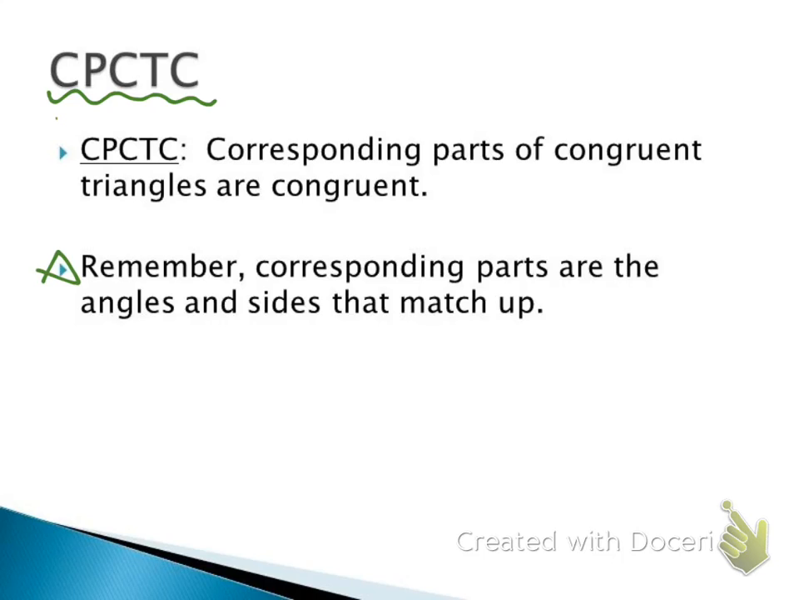And then you should already know this, so you don't really need to write it if you don't want to. You can if it makes you feel good. But remember that the corresponding parts are the angles or the sides that match up. So if they're congruent to one another, they're corresponding parts. We actually started the chapter talking about this when we were saying angle A is congruent to angle D and angle B is congruent to angle E. Those are all corresponding parts, so this should not seem too new for you. Now we just have a fancier abbreviation for it. So, CPCTC. Corresponding parts of congruent triangles are congruent.